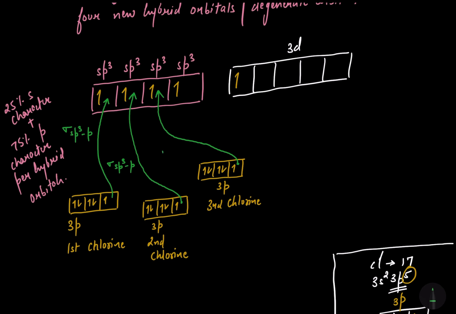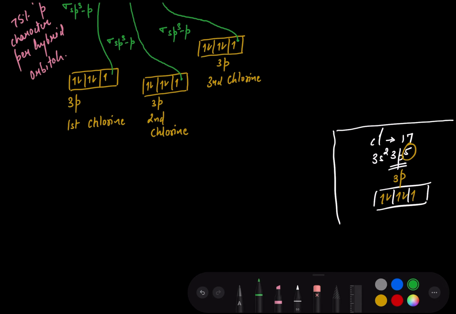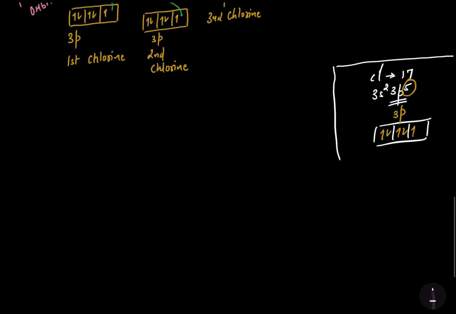So in this way we got the third sigma bond of type sigma sp3-p, because it has been formed by head-on overlap of the sp3 hybrid orbital of phosphorus with the p orbital of the chlorine. Now, we have completed the chlorine work. Now let's talk about the oxygen.